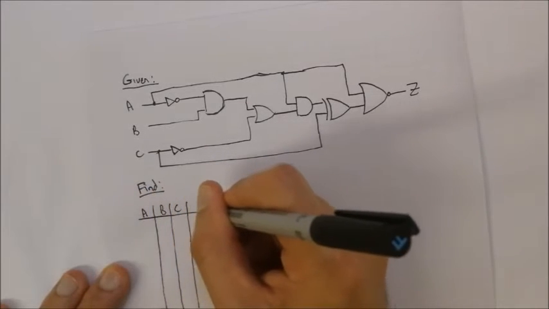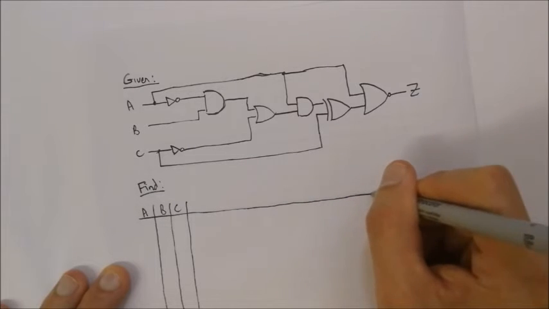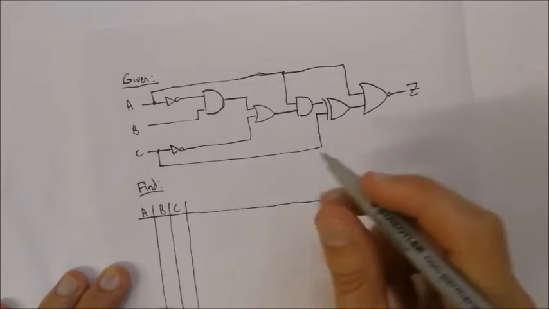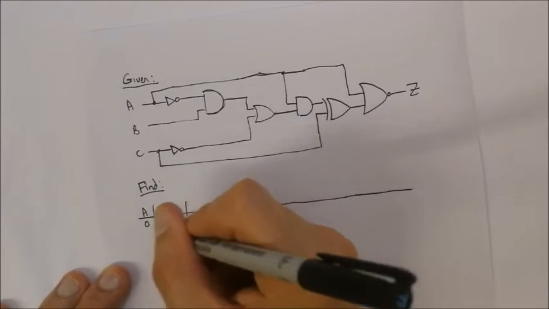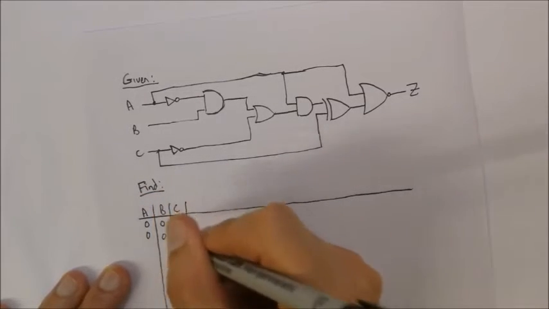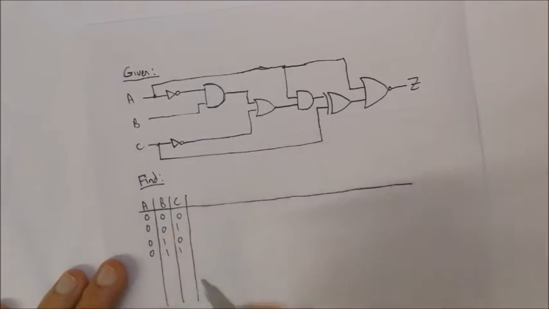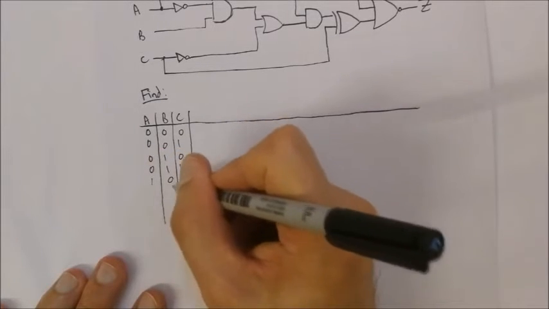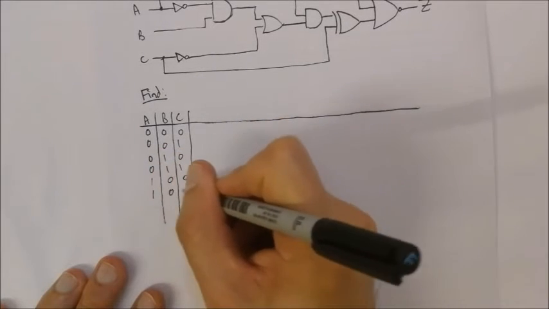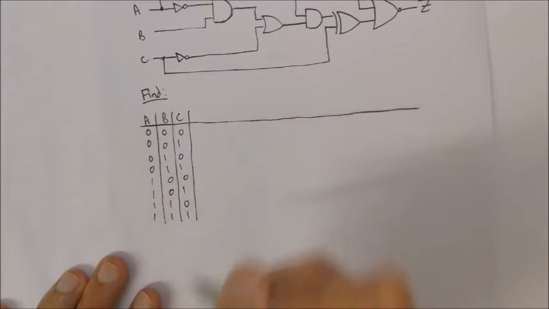I'm just going to draw the line going across for the headings. So let's look at all the inputs. We've got 0, 0, 0; 0, 0, 1; 0, 1, 0; 0, 1, 1; 1, 0, 0; 1, 0, 1; 1, 1, 0; and 1, 1, 1.